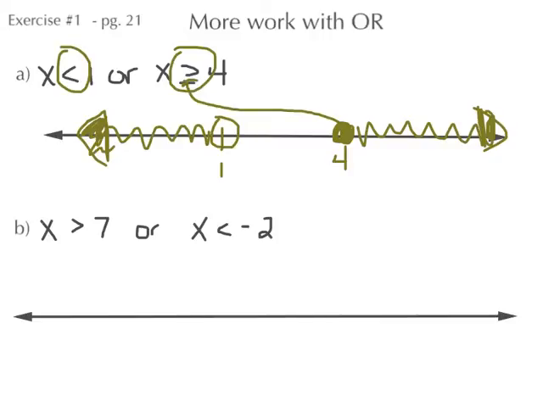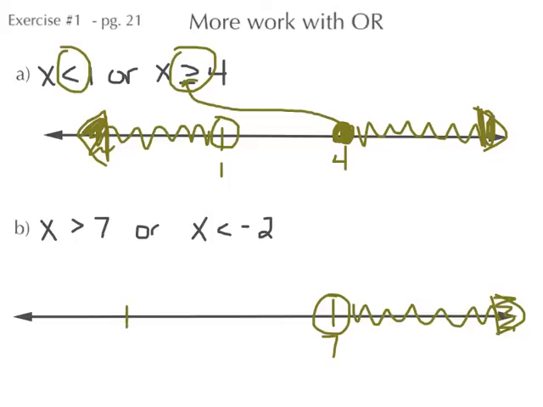Let's look at B real quick. We're going to have another OR statement. So it's X is greater than 7, so I'm going to put an open dot on 7, and we're going to shade to the right. Notice that my dot is right on the number line, and my shading is right on the number line.